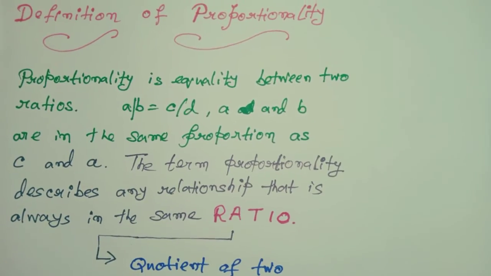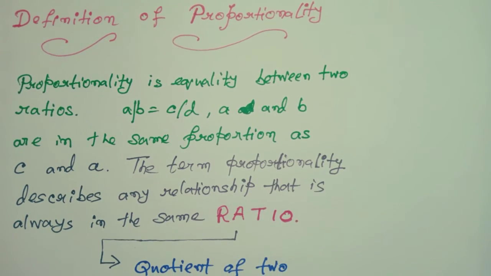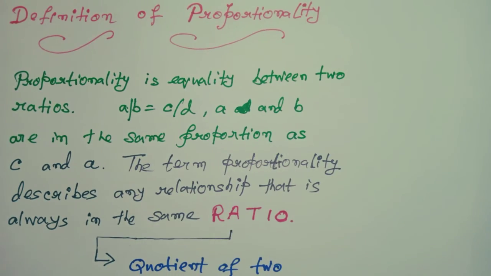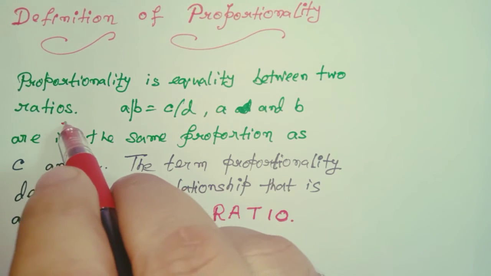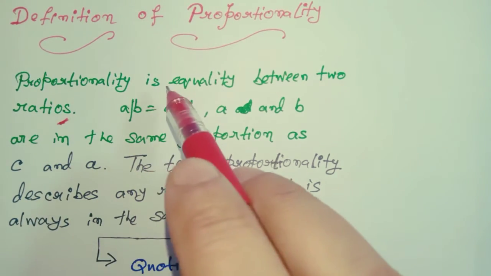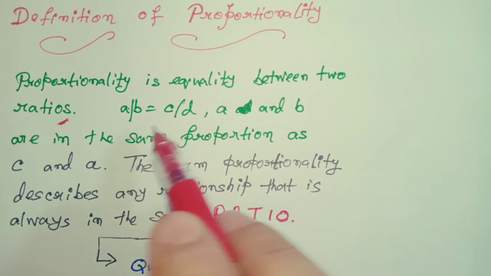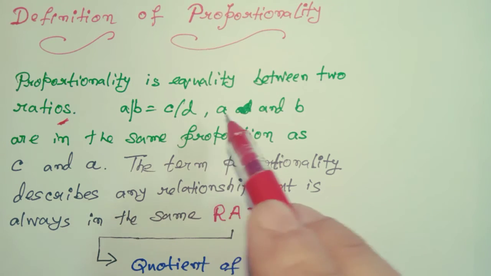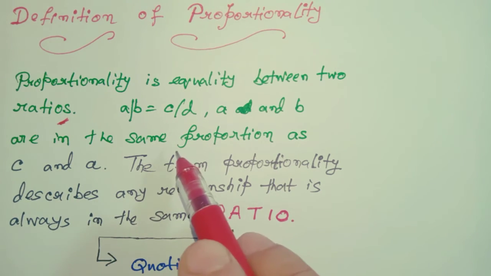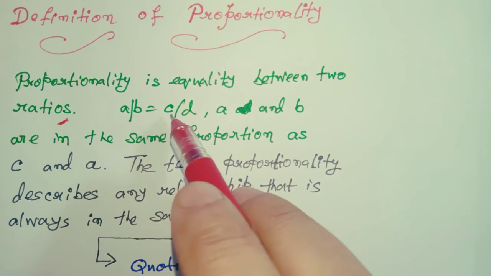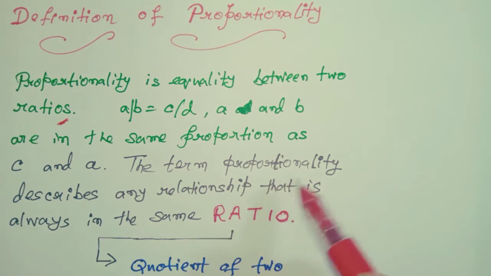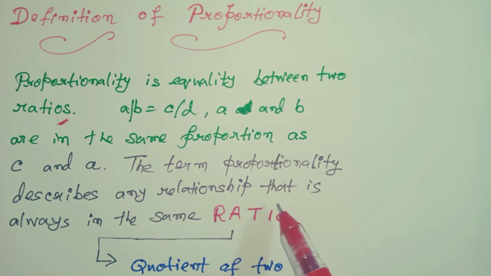Now what is the definition of proportionality? You look into it. Proportionality is equality between two ratios. Mind this word, I mark it in red. Proportionality is equality between two ratios. A by B equals C by D. A and B are in the same proportion as C and D. The term proportionality describes any relation that is always in the same ratio.